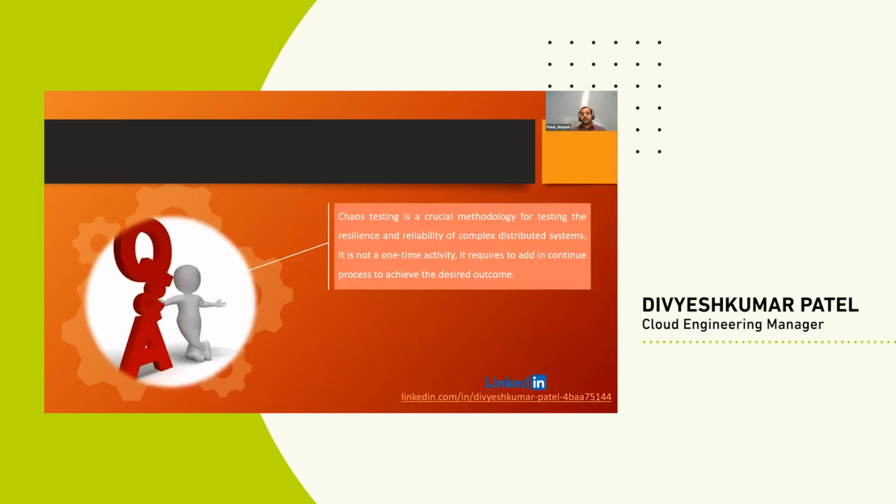Yeah, this is pretty much it, but at the end, I want to say that chaos testing is a crucial methodology for testing the resiliency and reliability of complex distributed systems. It's not a one-time activity. I just want to make sure that's clear. It needs to be added as a continuous process to achieve the desired outcome. That's pretty much from my side, Paul.